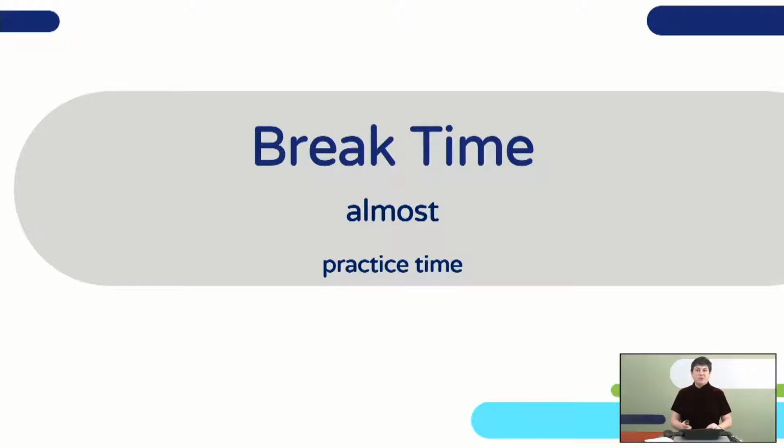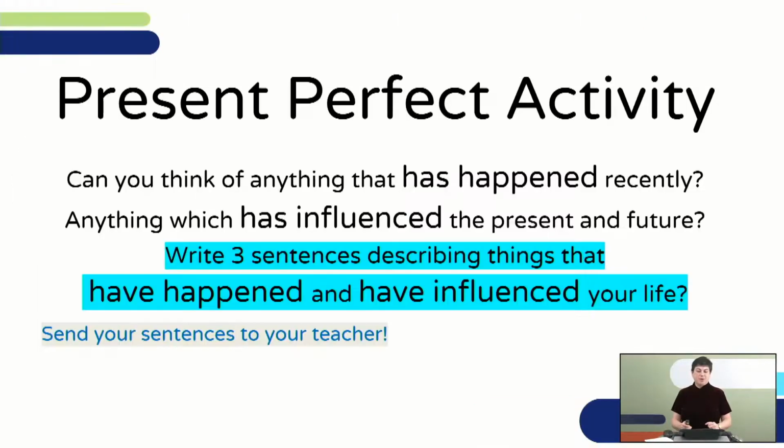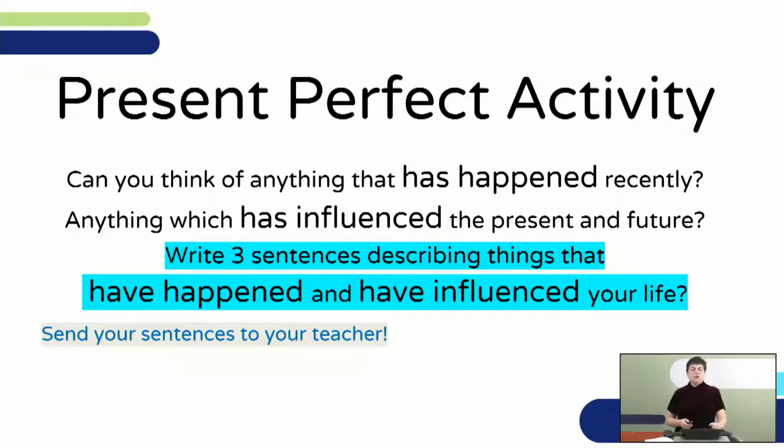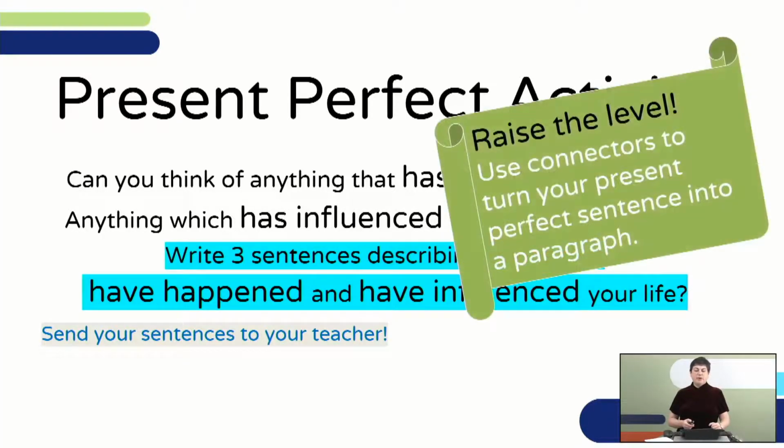What I want you to do is start thinking about your practice time. We looked at examples in the text of how present perfect is used to show the connections between what happened in the past and what's going to happen in the future, and what's happening right now. So I want you to think about, like I said before, the things that have happened in your past that have some influence, and work on writing sentences about those.